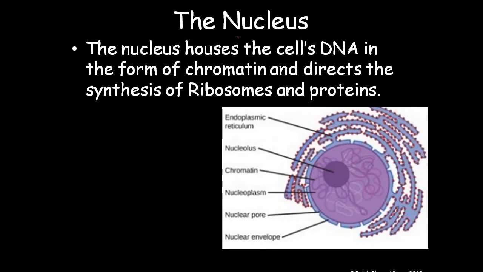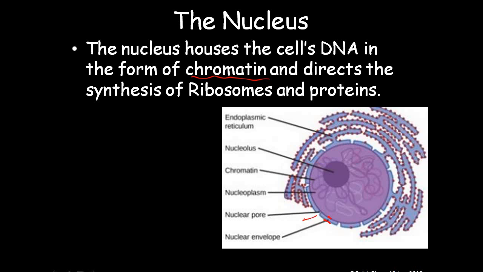The nucleus, the most important part in the cell. The nucleus houses the cell DNA in the form of chromatin, and directs the synthesis of ribosomes and proteins. So the nucleus has a nuclear envelope. It's a double membrane structure made up of phospholipid bilayer. So this is the nuclear envelope, a double structure made of phospholipid.